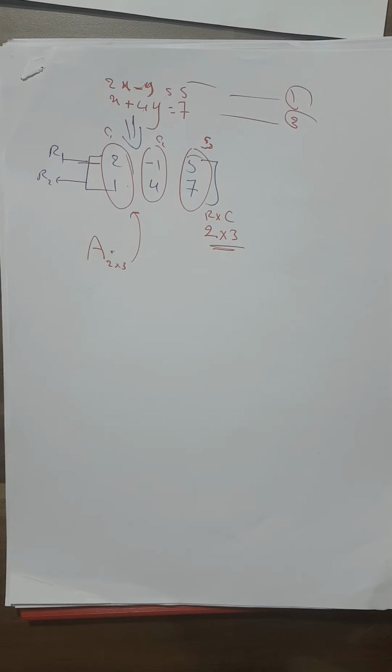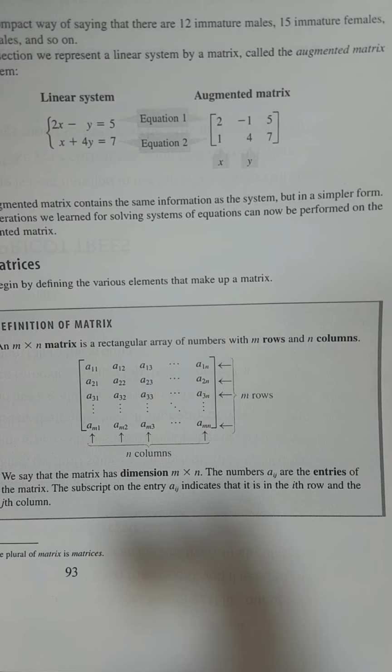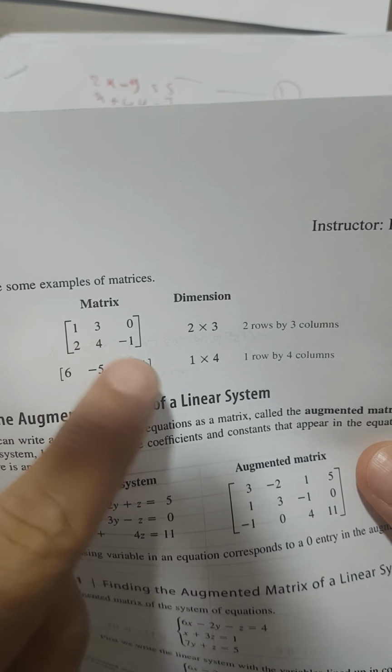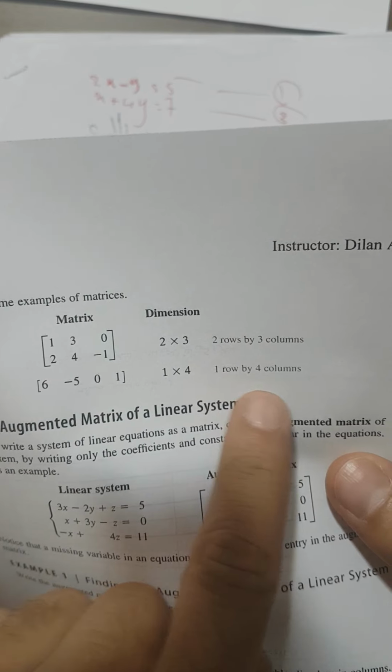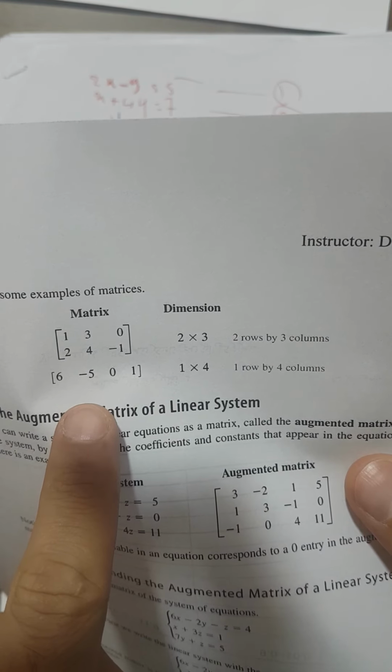Here is the general form of a matrix, and you can see the dimension here also. Maybe you have a matrix of dimension 2 by 3, or maybe 1 row by 4 columns, which is sometimes called a vector, especially in computing.